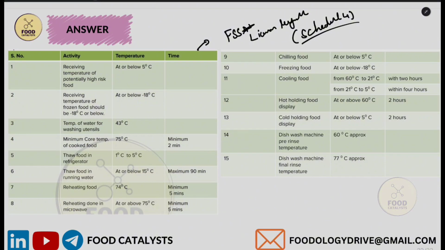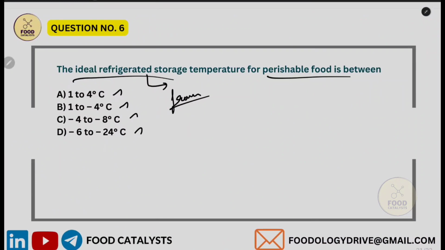So each and everything has definite values which are mentioned in it. I have made a table. This is actually from a food safety book, which we are currently making. From that book I have taken this specific flow chart, the specific table. So the question is: for ideal refrigerator storage of perishable food, what is the temperature?